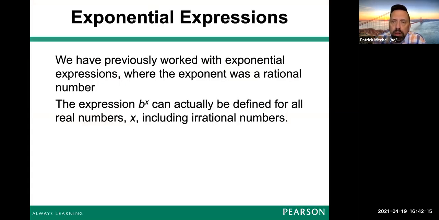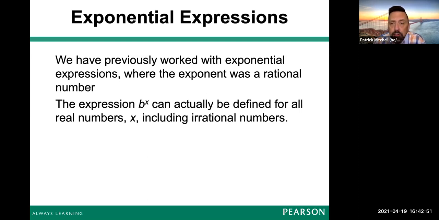All right, so we have previously worked with exponential expressions where the exponent was a rational number. So think x to the second, x to the fifth, or even x to the 1/2, or x to the negative 3/4. What all of those expressions have in common is that the base is the variable and the exponent is a constant. So now we're going to turn it around and define the expression b to the x, where b is a constant and x is the variable.